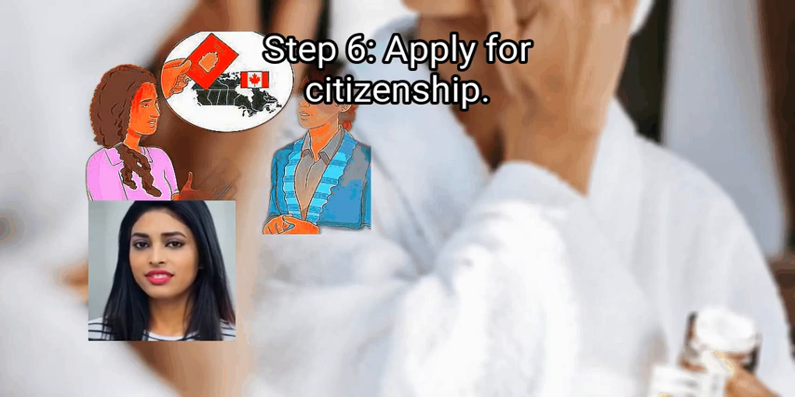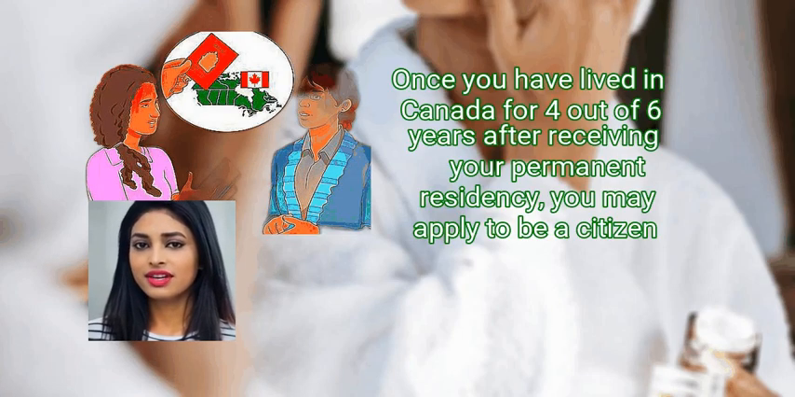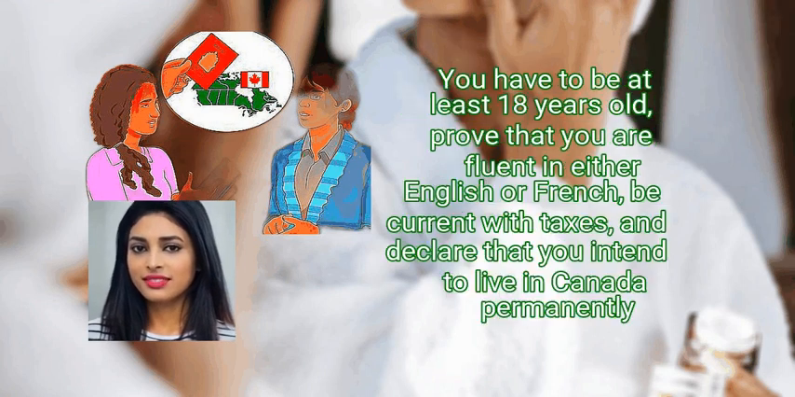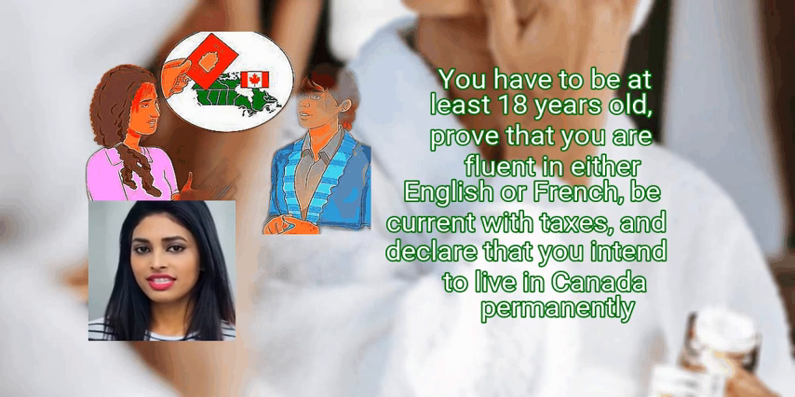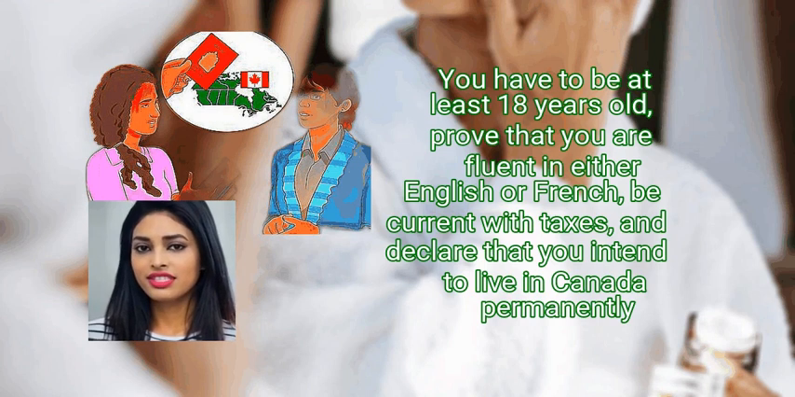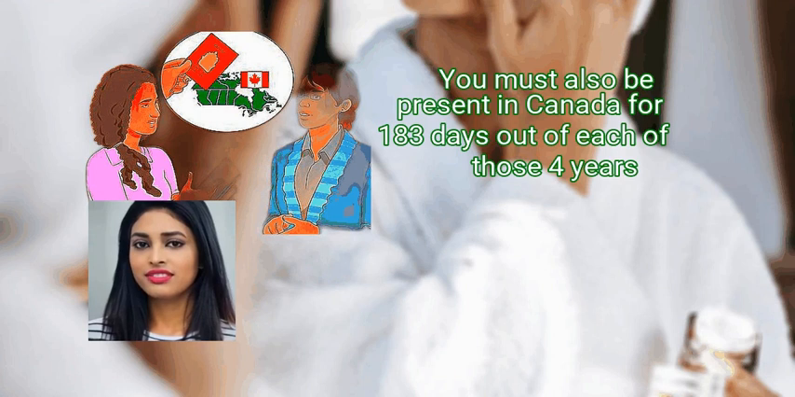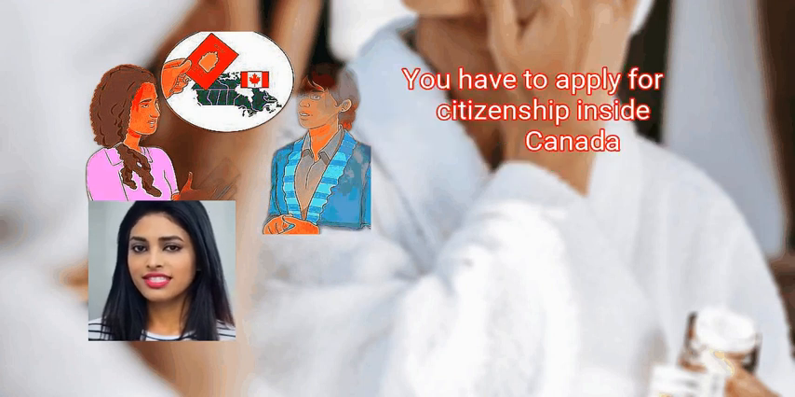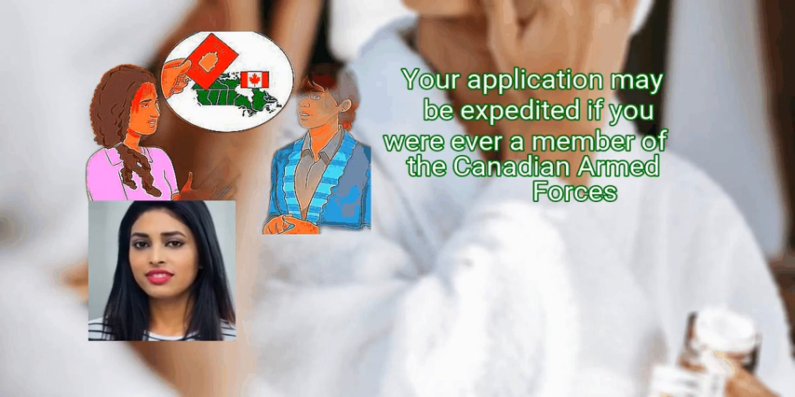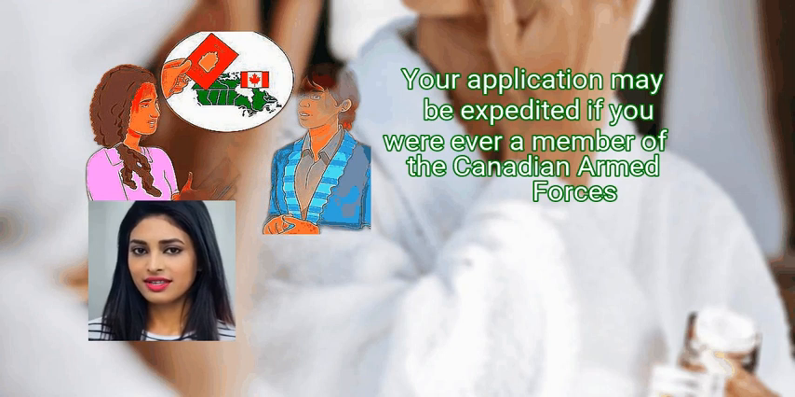Finally, apply for citizenship. Once you have lived in Canada for 4 out of 6 years after receiving your permanent residency, you may apply to be a citizen. You have to be at least 18 years old. Prove that you are fluent in either English or French. Be current with taxes, and declare that you intend to live in Canada permanently. You must also be present in Canada for 183 days out of each of those 4 years. You have to apply for citizenship inside Canada. Your application may be expedited if you were ever a member of the Canadian Armed Forces.